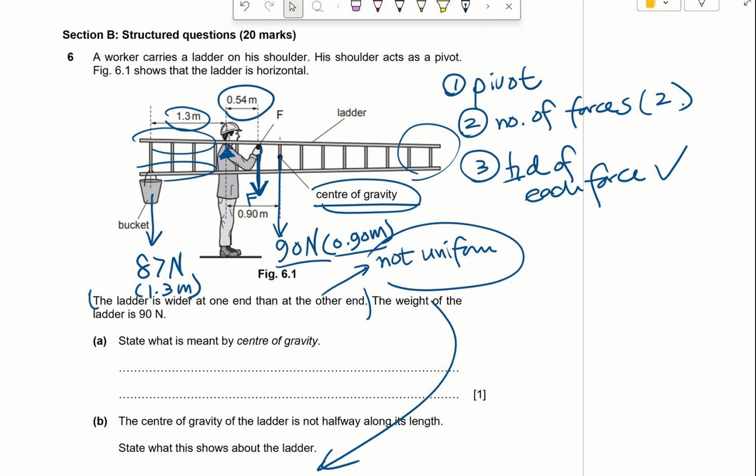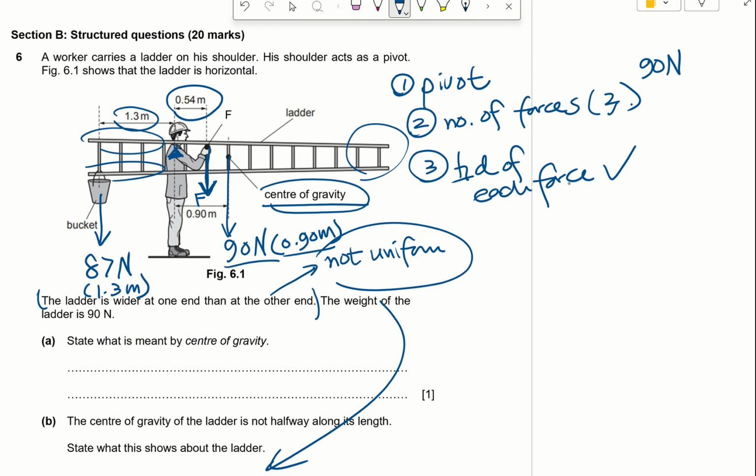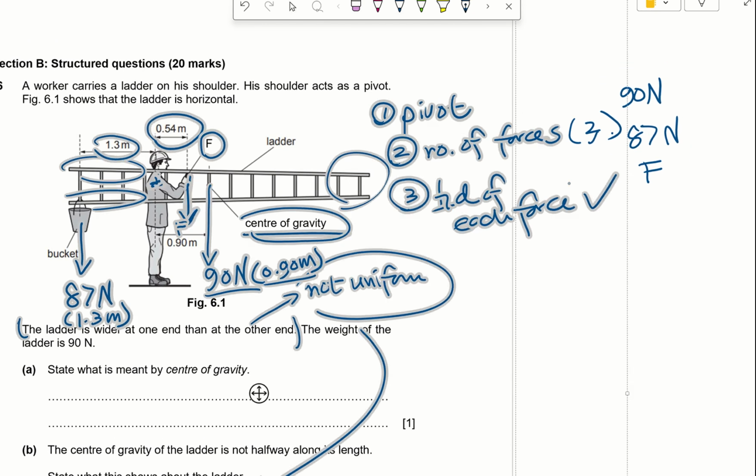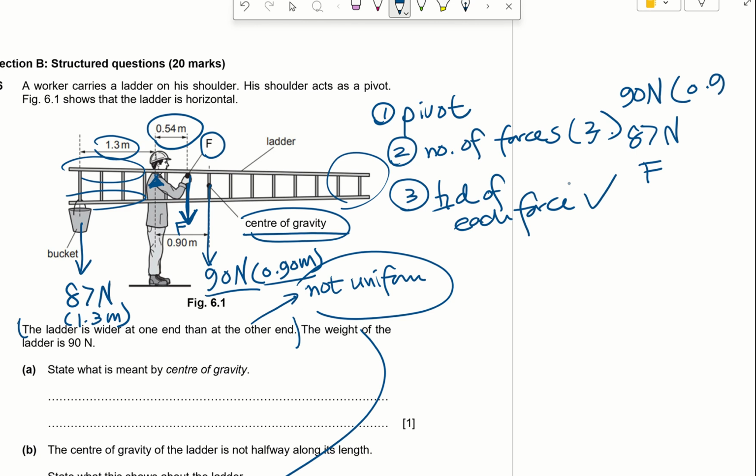So now can I change my step 2? There are actually 3 forces. Okay, so they are 90 Newton, which is the weight of the ladder, 87 Newton, which is the weight of the bucket, and F, which is what the worker is exerting. Have I found the perpendicular distance of each force? Yes. For 90 Newton, it is 0.9 meters. For 87 Newton, it is 1.3 meters. And for F, the downward force is actually at a distance of 0.54 meters. So with that, I can proceed to step 4, which is calculating the moment for each force.